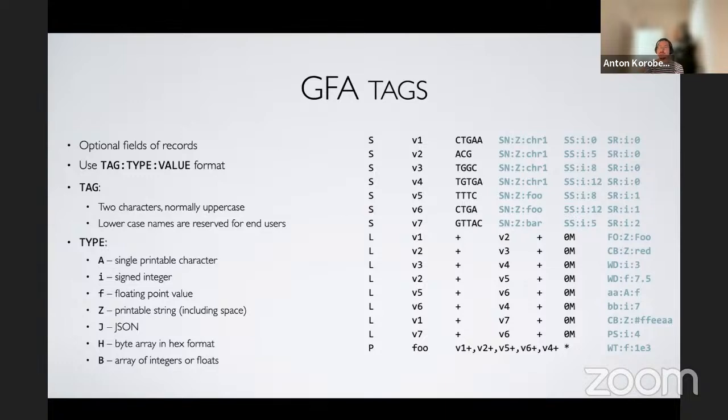There are different types here. The type is a single letter. Type A is a single printable character. I is just an integer. F is a floating point value. Uppercase Z is a printable string, possibly including spaces, because things are tab separated. J is JSON, H is a byte array in hex format, and B is an array of integers and floats. You see on the slide some examples of how the text might look for different types.